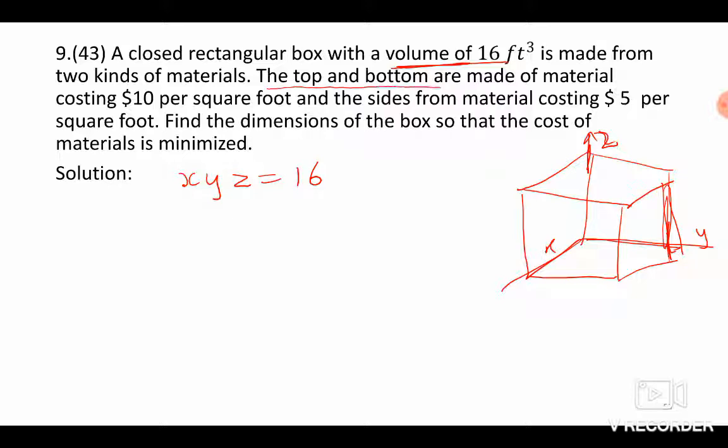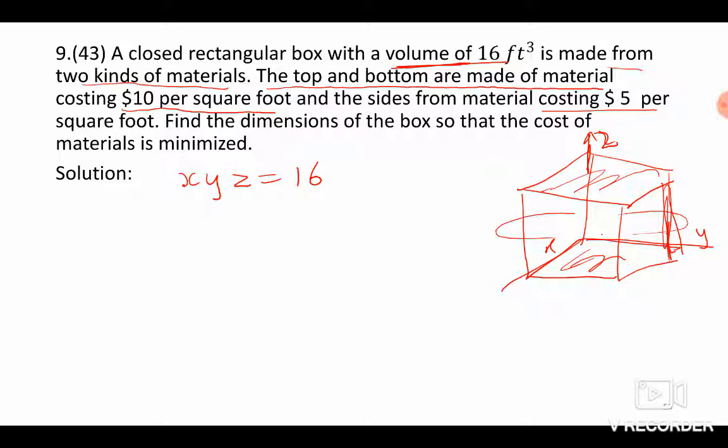This rectangular box is made from two kinds of materials. They are using a different material for the top and the bottom, and for the sides, there are four sides: 1, 2, 3, 4. For the four sides they use less quality material costing $5 per square foot. But for the top and bottom they are using some expensive material costing $10 per square foot, isn't it?